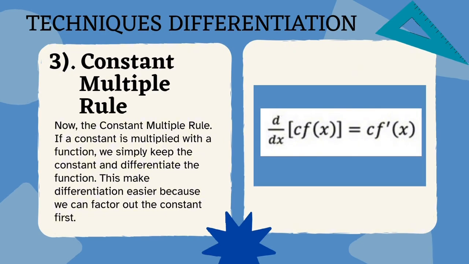Now the constant multiple rule. If a constant is multiplied with a function, we simply keep the constant and differentiate the function. This makes differentiation easier because we can factor out the constant first.